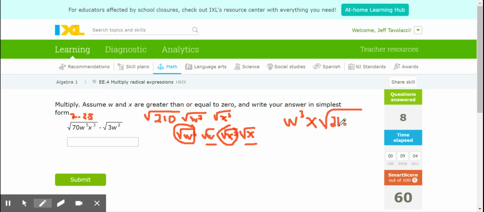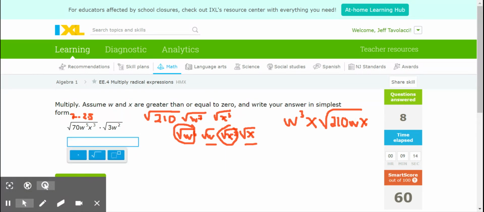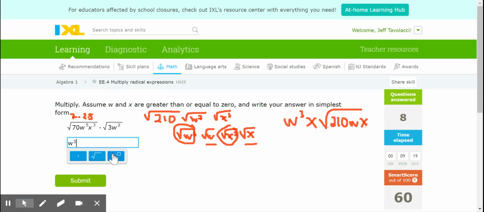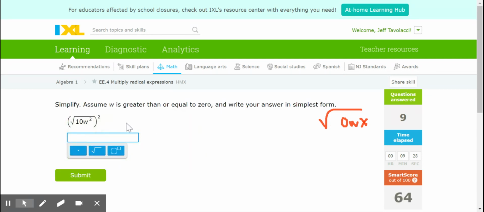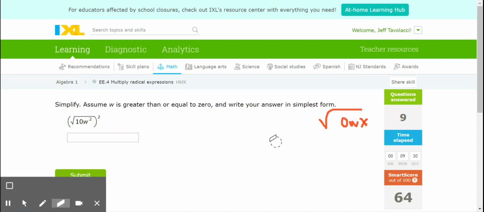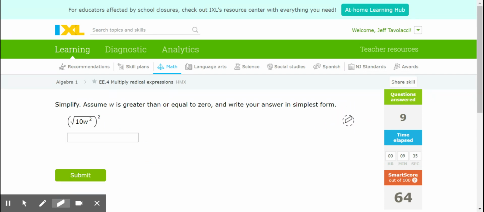So I know there's a lot still underneath there. It's okay. So square root of 210wx. So we've got w to the 3rd power x times the square root of 210x. That's essentially as difficult as it's going to get. The only way they're going to get more challenging is if the numbers get bigger or there's more variables inside.